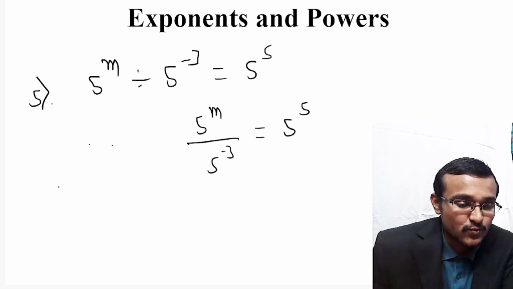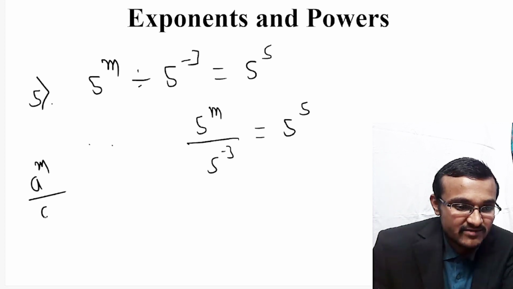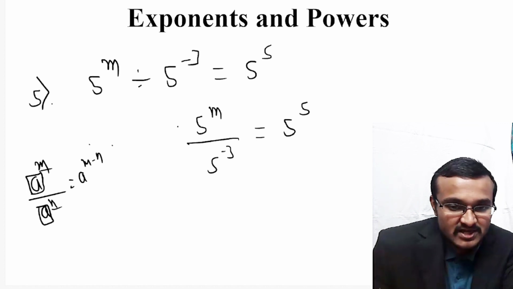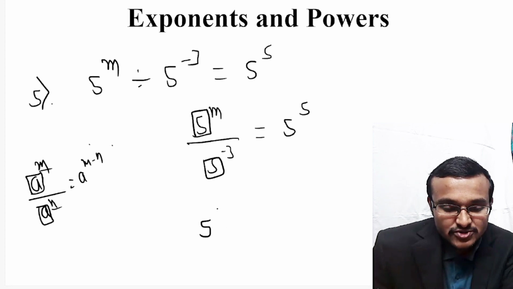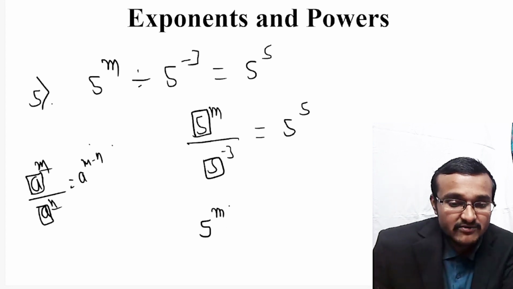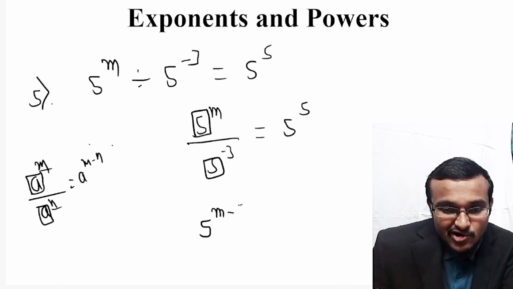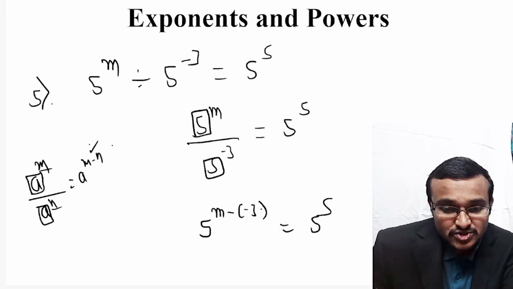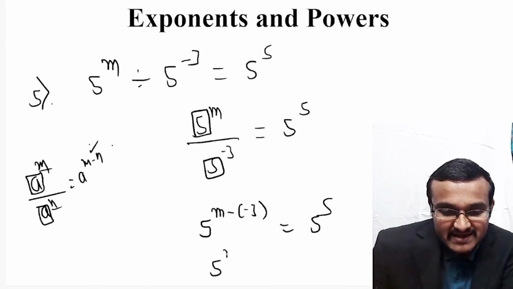So according to one of the laws, a power m divided by a power n will be equal to a power m minus n. So when the bases are the same, you can subtract these two powers. Here also you can see 5 is there, here also you can see 5 is there. So the base is the same. Take that base common, you can subtract the powers. So 5 power m minus of minus 3 is equal to 5 power 5, because here m minus n should be there. So n is minus 3. Minus into minus will become plus. So 5 power m plus 3 is equal to 5 power 5.